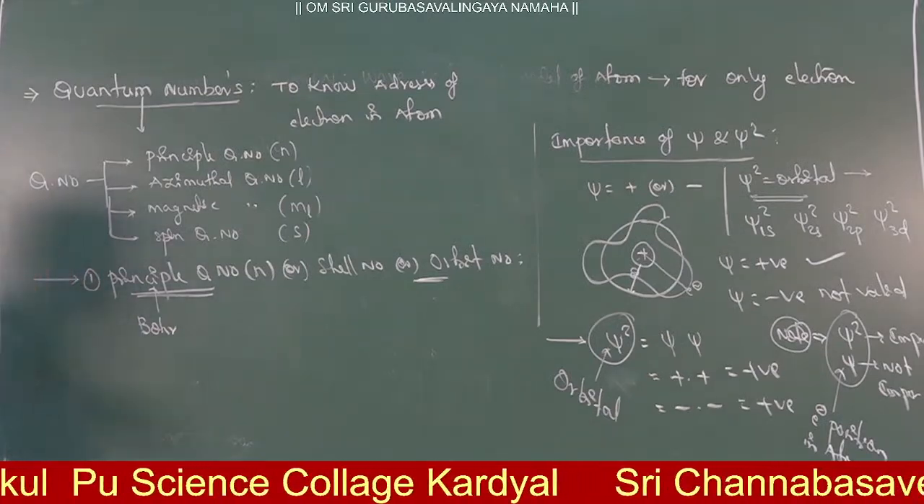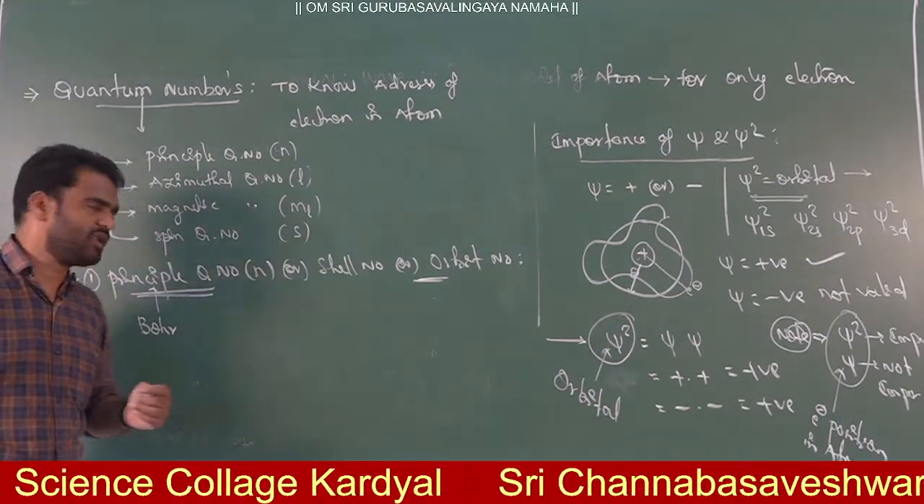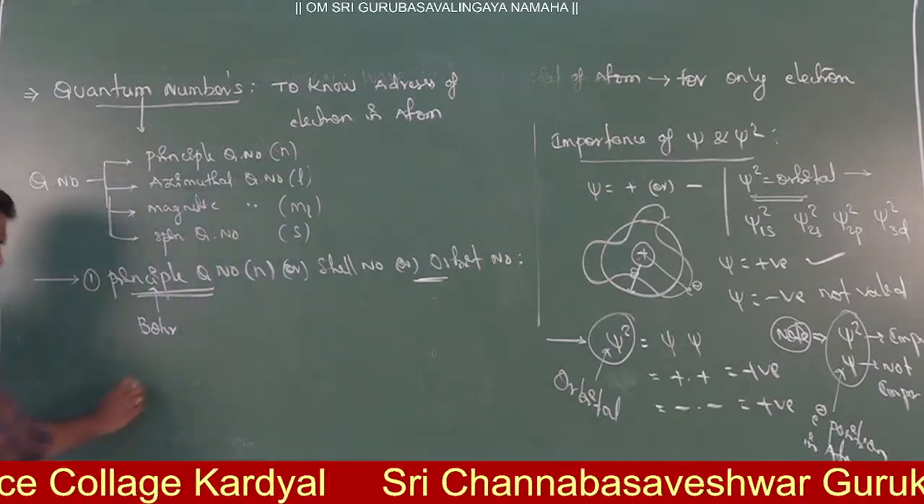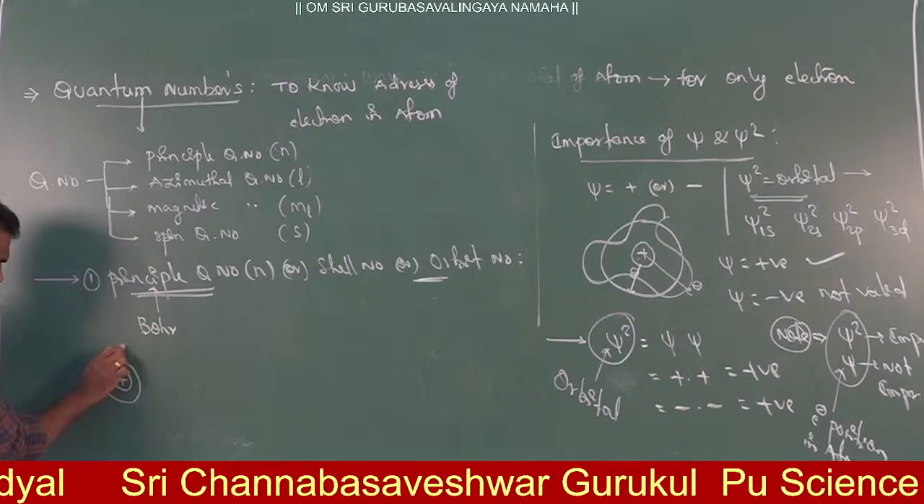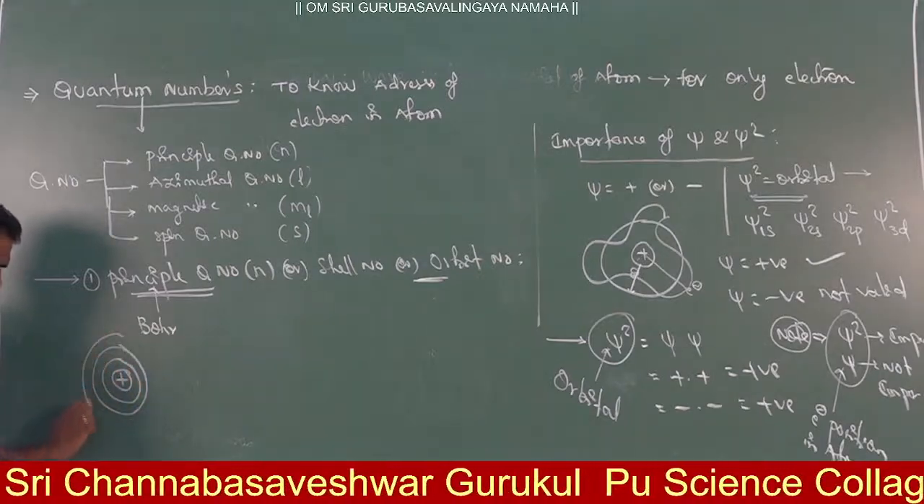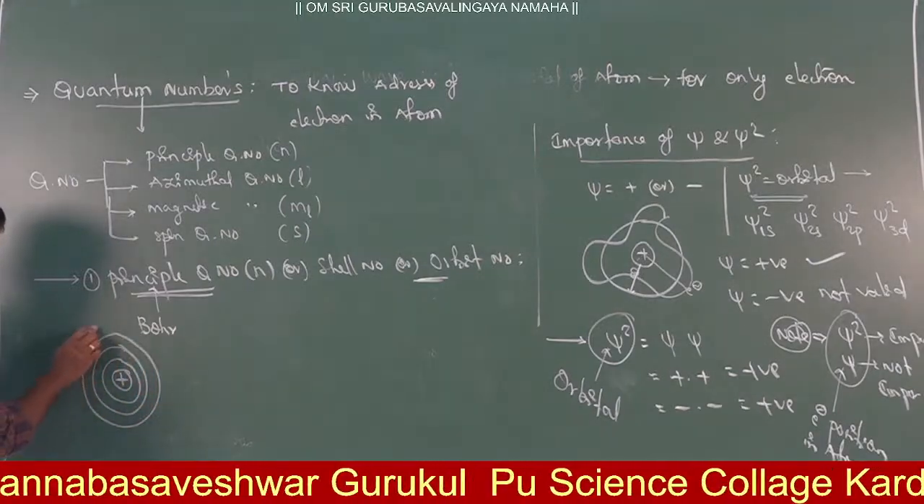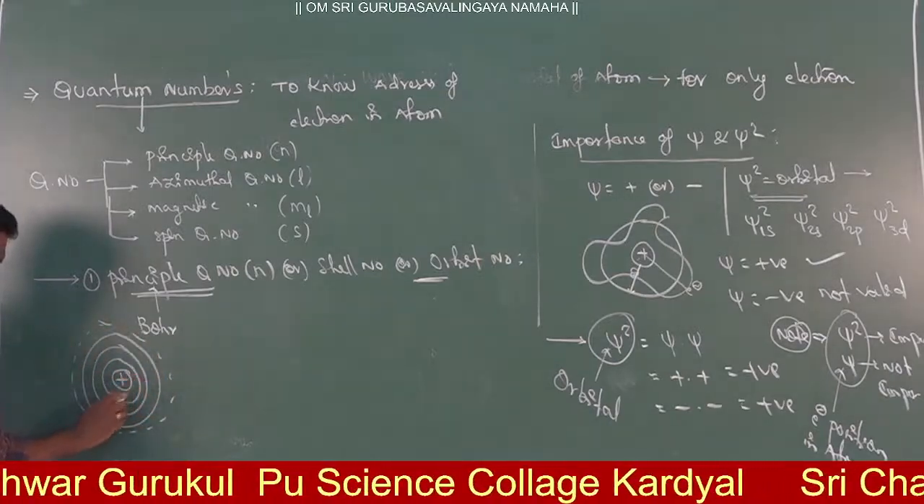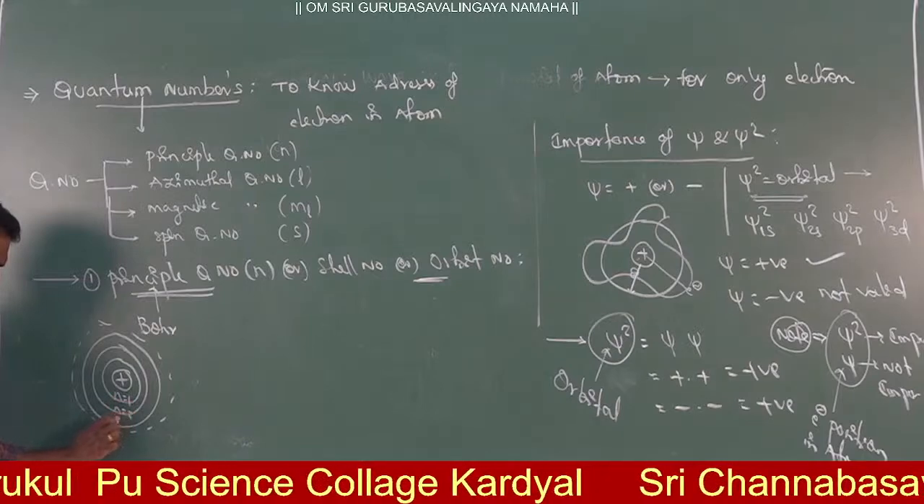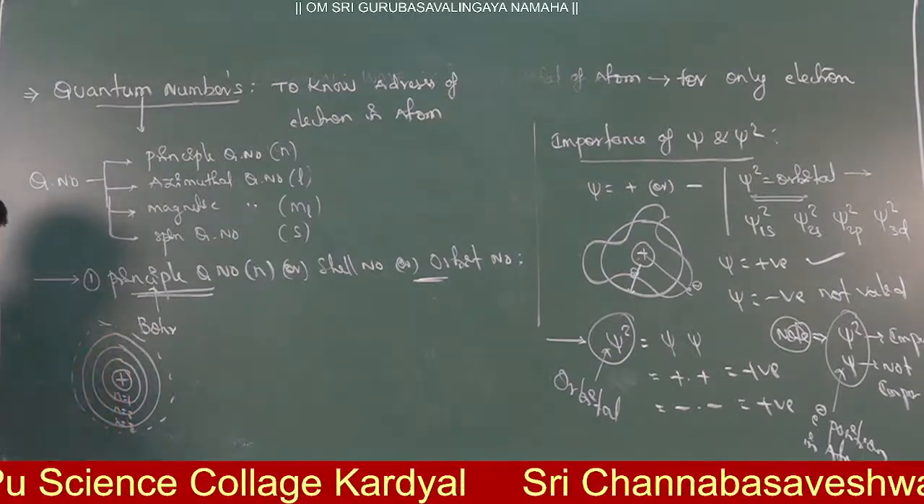So according to Niels Bohr, in every atom how many shells are there? Outside the nucleus there are circular orbits. In these circular orbits, electrons are present. First one, n equals 1, then n equals 2, n equals 3, like that n equals 4.